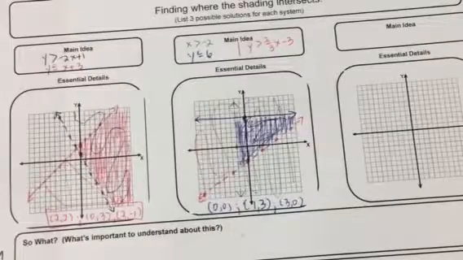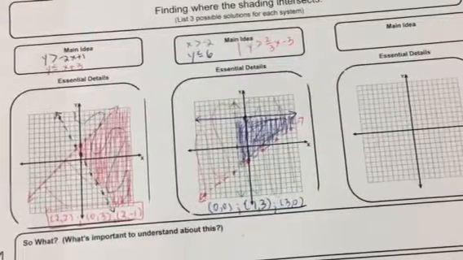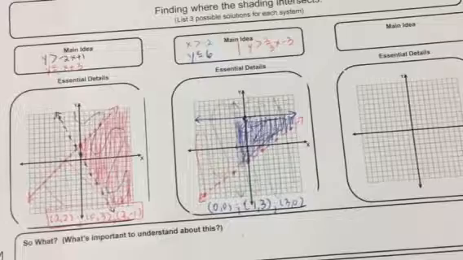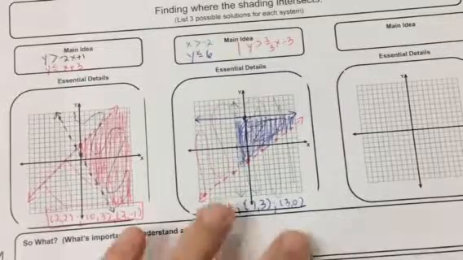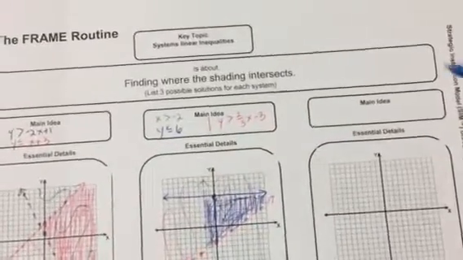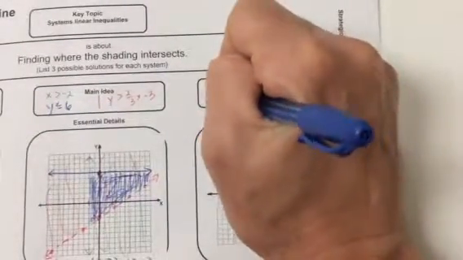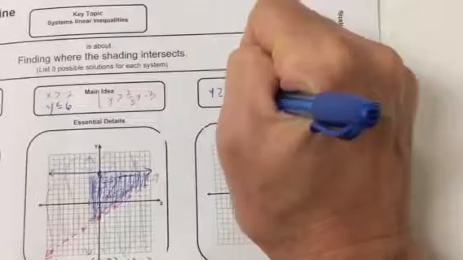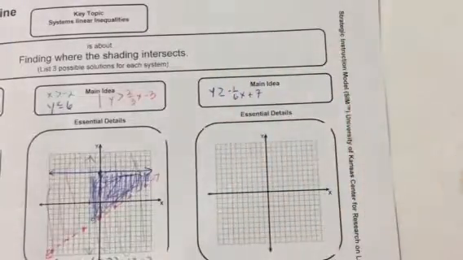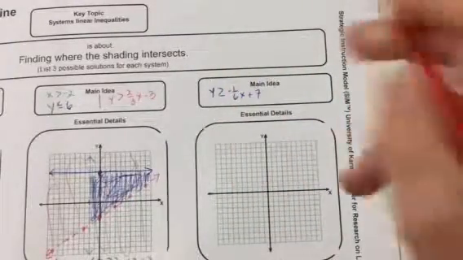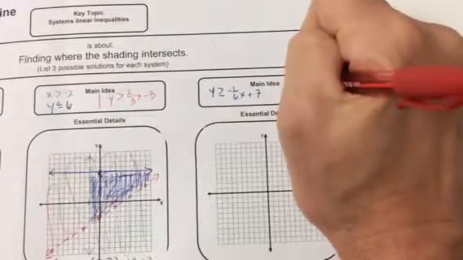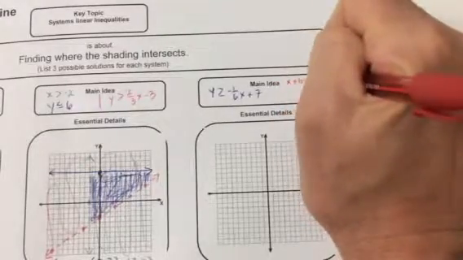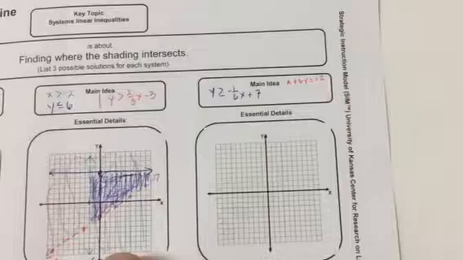Okay, we have one more example to do. Today is going to go a little bit faster than it has been. Let's have our first equation be y is greater than or equal to negative 1/6 x plus 7. And let's have another equation, x plus 6y equals 12.